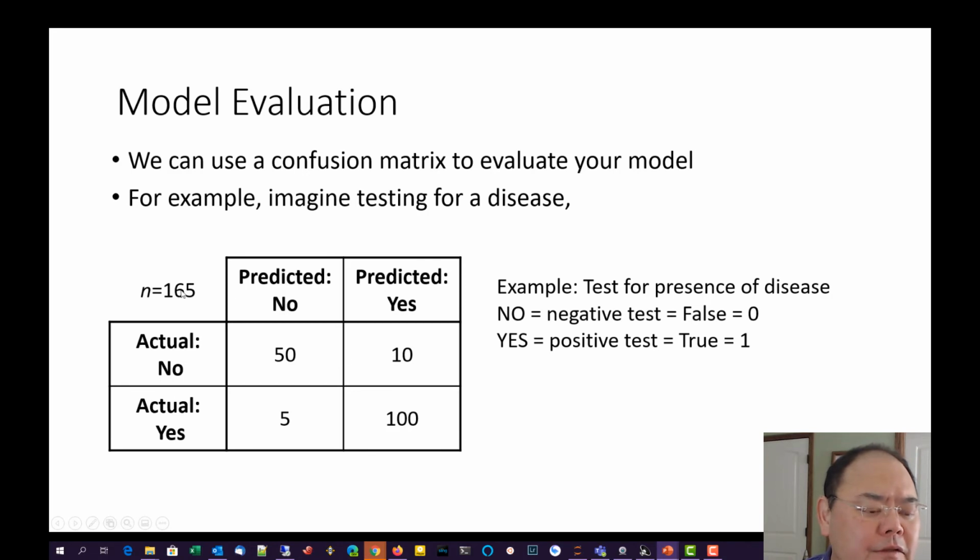We have 165 data points, and we have actual yes or no, and maybe we have 50 predicted no and actual no. We have 50 correct: they have no disease, and the prediction is no. And also we have 100 of the samples who actually have the disease, and the prediction is also yes. But we have 5 of them where the patient actually has the disease, but the prediction says you don't have that disease. Also we have 10 patients who actually have no disease, but the model says they have the disease.